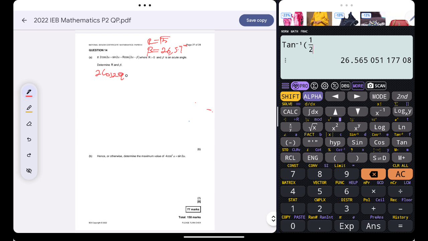2 cos 2A plus sine 2A is equal to the square root of 5 times cos of (2A plus 26.57), just like that. Okay, now I'm told that hence or otherwise, determine the maximum value of that.